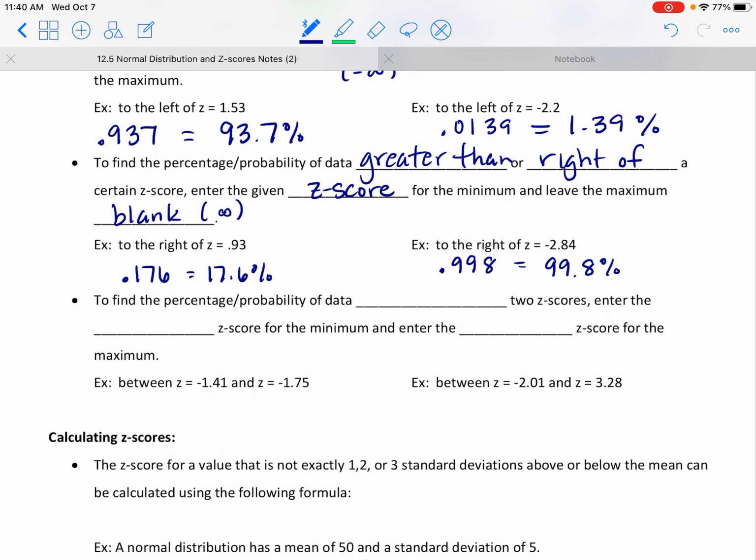Now, if we want to go between, if we're going to look for a percentage of data that is between two z-scores, then we don't have to leave the max or min blank. We're just going to put the smaller z-score in for the min, and the larger z-score in for the max, and it's going to tell us the percentage of data in between any two z-scores.